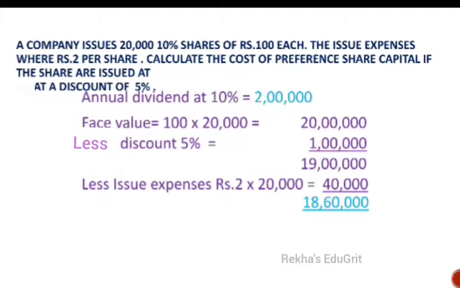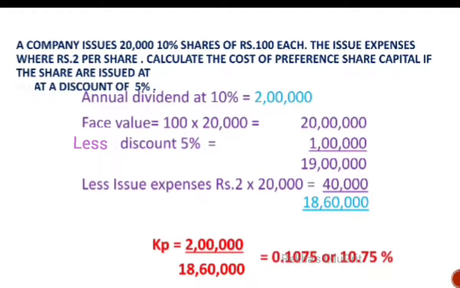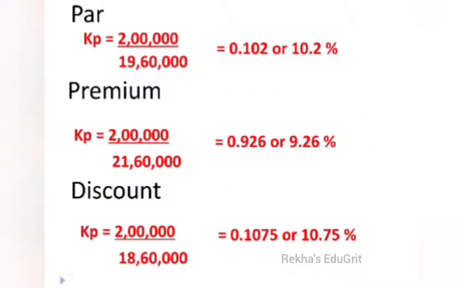While applying to the formula, first we apply dividend 2 lakh divided by the net proceeds 18 lakh 60,000. From here itself we can convert into percentage by just multiplying into 100, we'll get 10.75%. So this is just a final answer I have given in a single page.